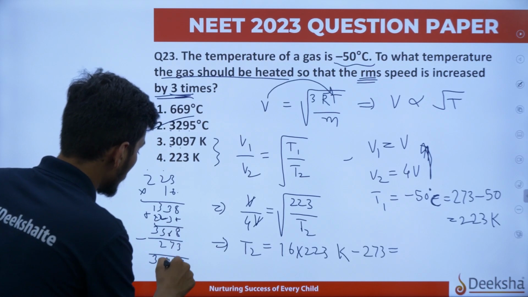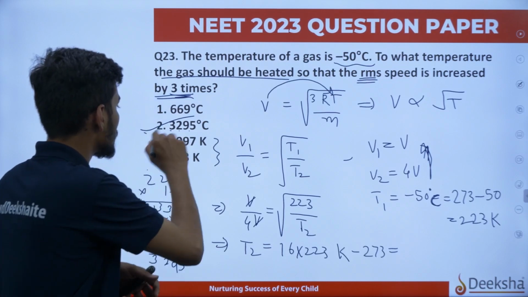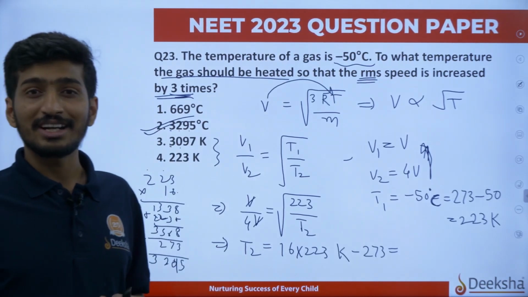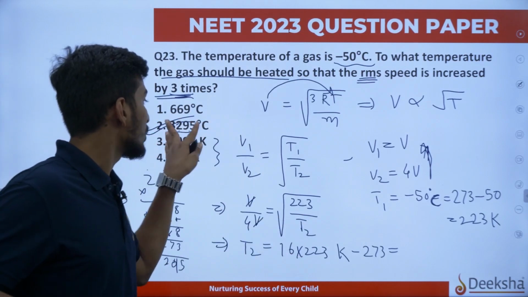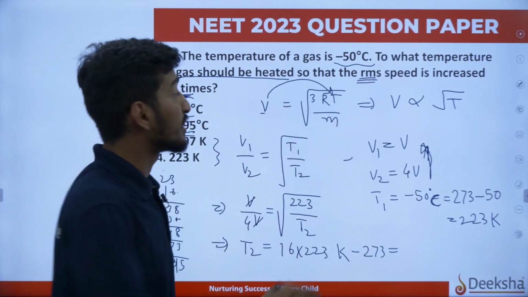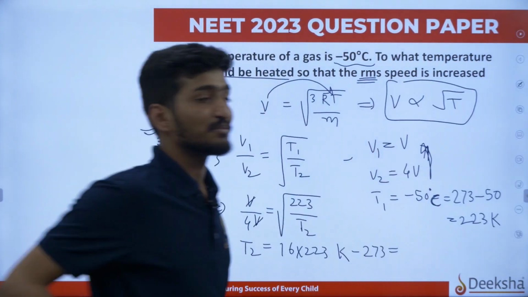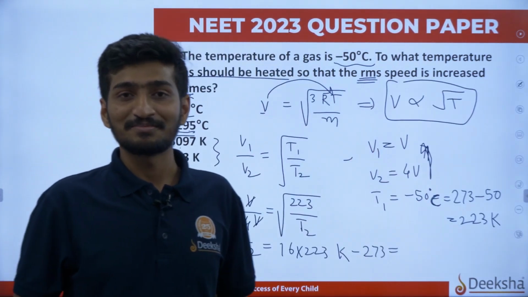There might be a mistake in calculations here and there, but that's okay. Option number 2 should be the correct answer. As long as you do this correctly, you should get this answer. The logic here is very simple. You have to find out V by root T. Understood? Okay. Let's move on.